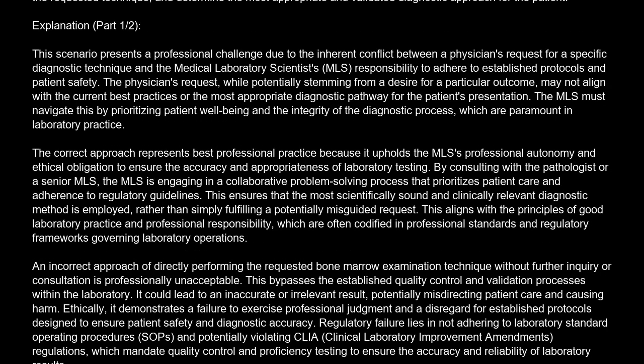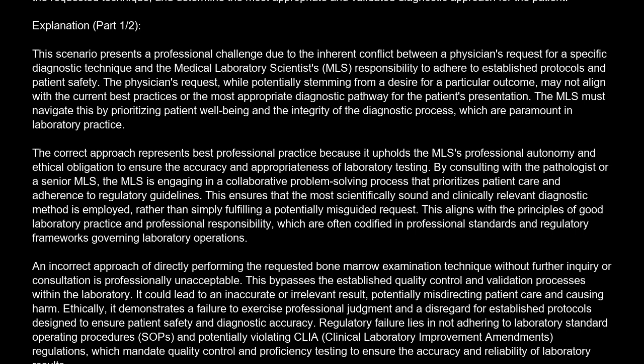The correct answer is A. Consult with the pathologist or a senior MLS to discuss the physician's request, review the scientific literature regarding the requested technique, and determine the most appropriate and validated diagnostic approach for the patient.